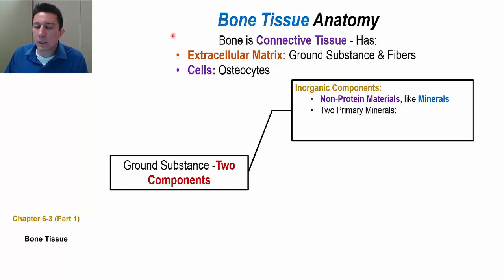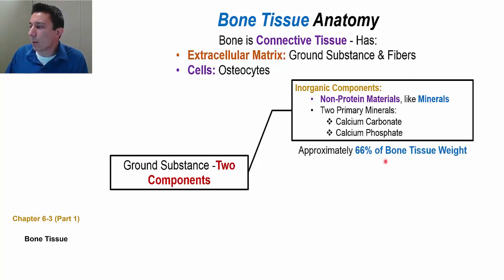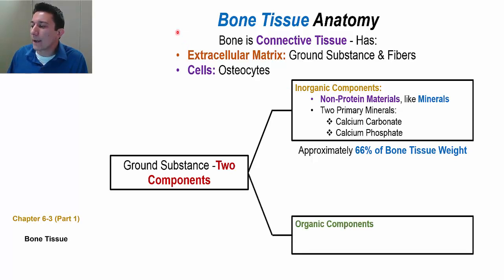There are two primary calcium-based minerals that we find in the skeleton. Calcium carbonate is one of those, and calcium phosphate is the other one. The inorganic components make up a good majority of the skeleton, about 66% or two-thirds of bone tissue by weight. The remaining one-third is what we call the organic components. These are protein materials and collagen fibers and things like that.